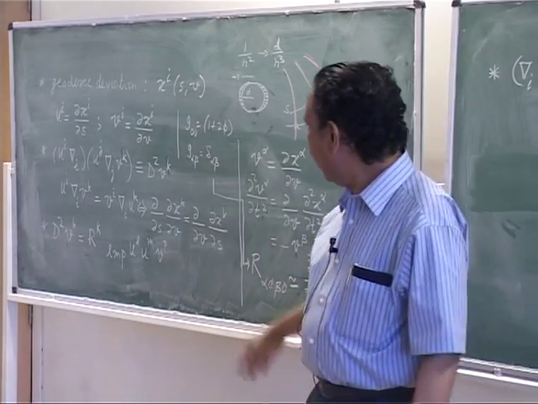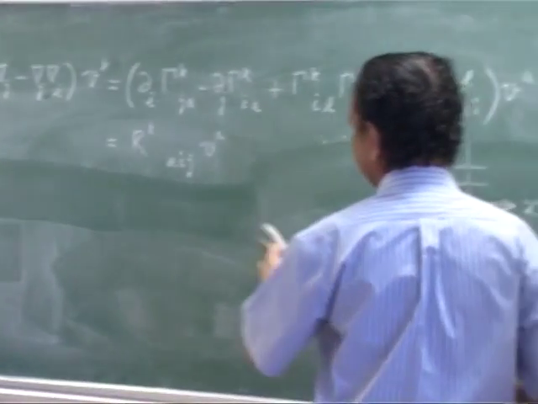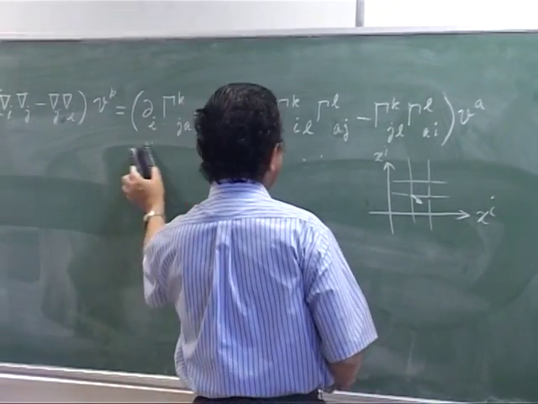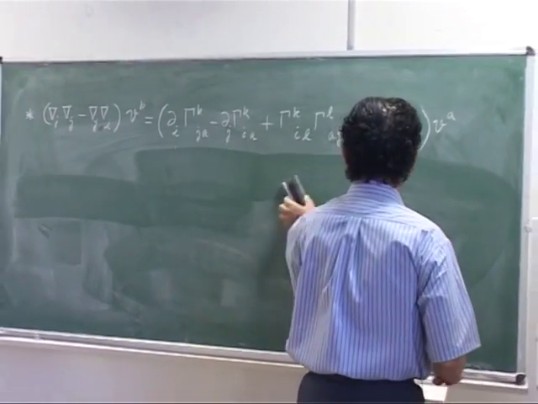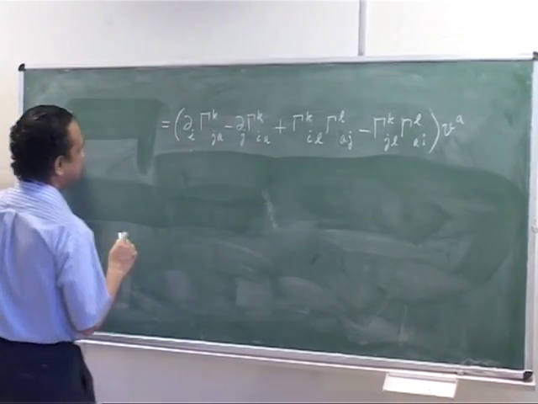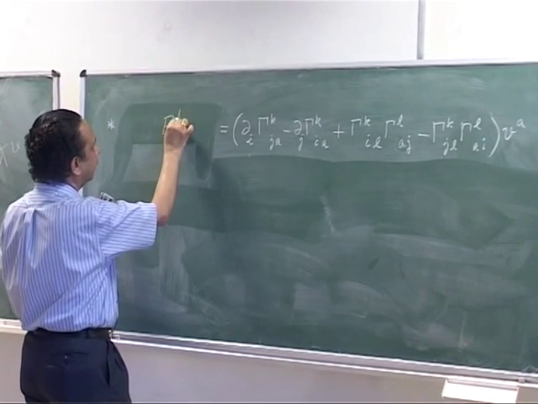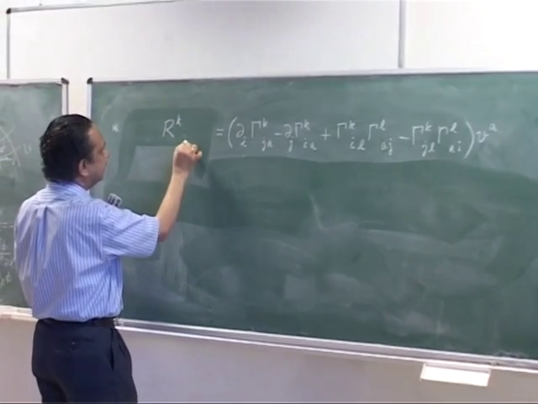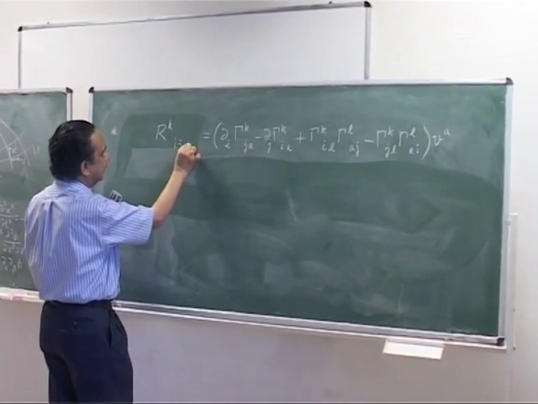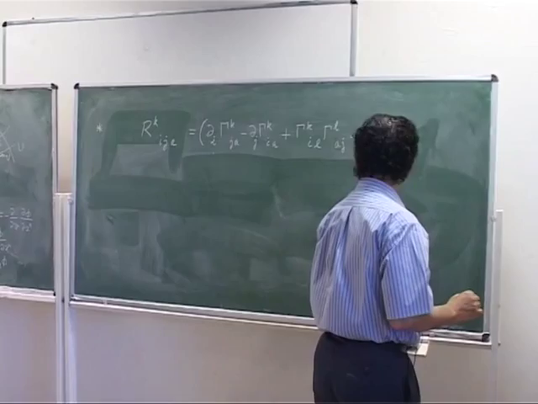Okay. So let us do a few of the properties, and then we will do some more complicated ones probably in the next lecture. All right, so let me wipe all these out except this definition, since you may want to keep that in mind. R^k_{ijA} is this. Okay.